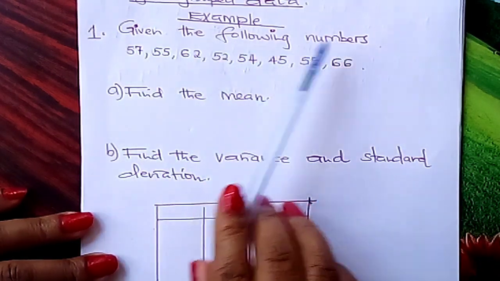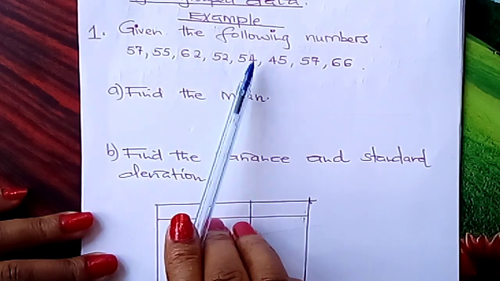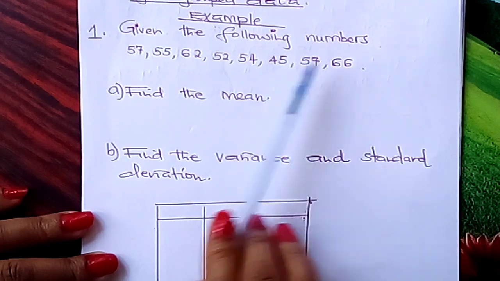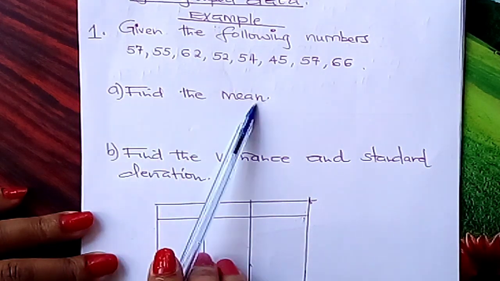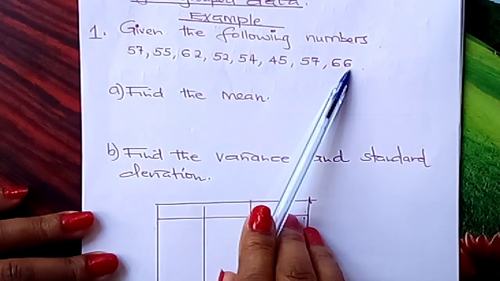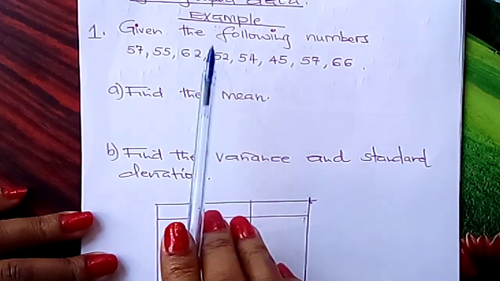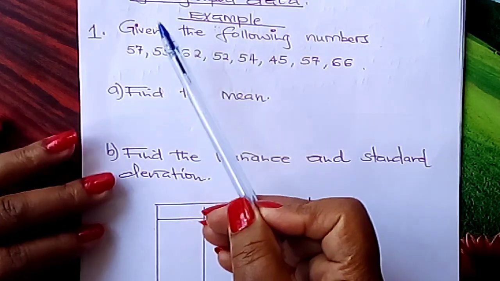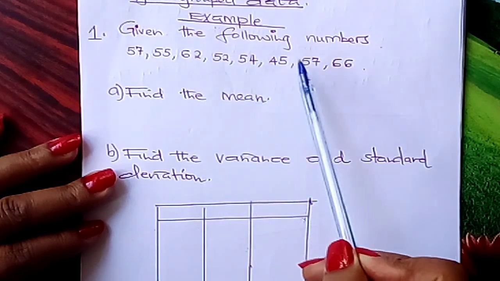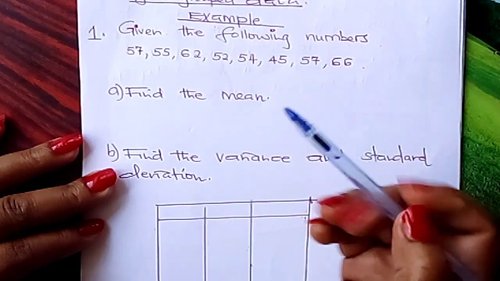Given the following numbers: 57, 55, 62, 52, 54, 45, 57, and 66. The first question is, find the mean. To get the mean of these numbers, learner, you just need to add these numbers and then divide by what? By 1, 2, 3, 4, 5, 6, 7, 8. There are 8 numbers. So you get their total sum, divide by 8.